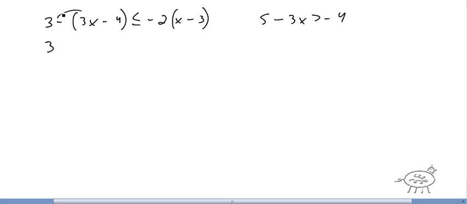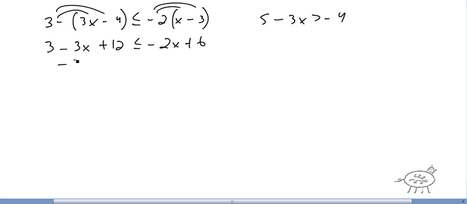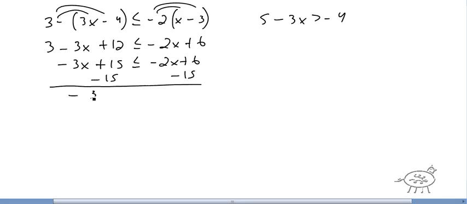So we're going to distribute the negative. Make sure you get it for both terms. So 3 minus 3x plus 12 is less than or equal to, and distribute the negative 2, so it's negative 2x plus 6. Combine like terms. So negative 3x plus 15 less than or equal to negative 2x plus 6. And I'm going to subtract 15 from both sides. So I get negative 3x less than or equal to negative 2x minus 9.